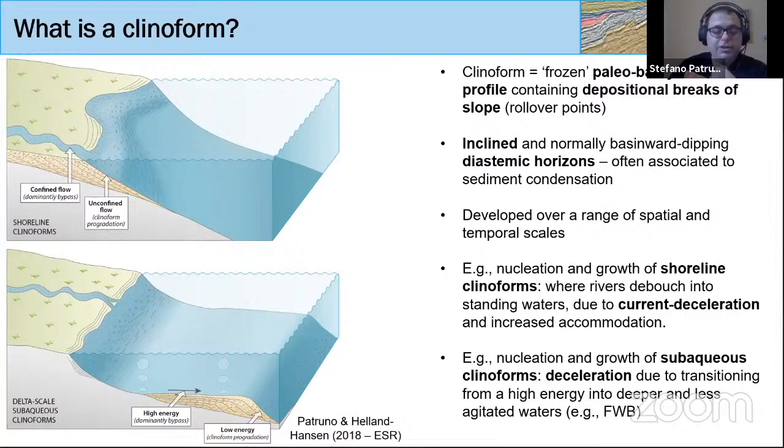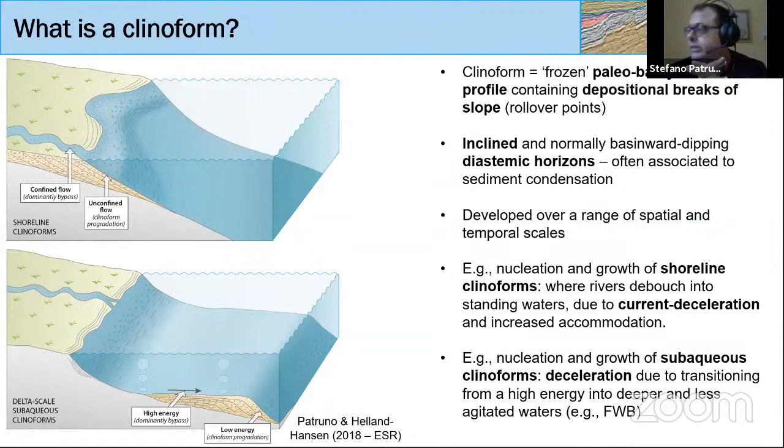I'm sure you all know this, but perhaps it's worth repeating: what is a clinoform, according also to my personal interpretation? One of my favorite definitions would be that a clinoform is a frozen paleobathymetric profile, which would typically contain depositional breaks in slope. These depositional breaks in slope are called rollover points. In the most typical clinoforms, which is the sigmoidal clinoform, you'd be able to identify two different rollover points, an upper and a lower one. In some other clinoforms, you'll be able to identify only one rollover point.